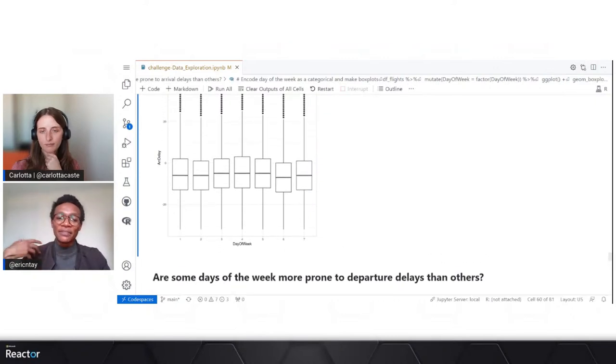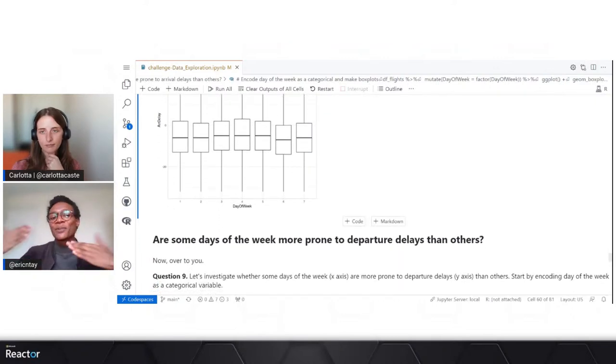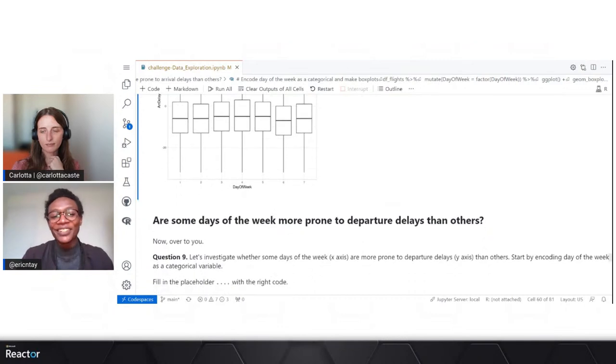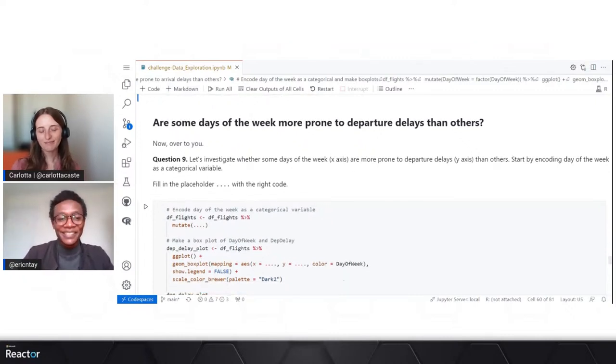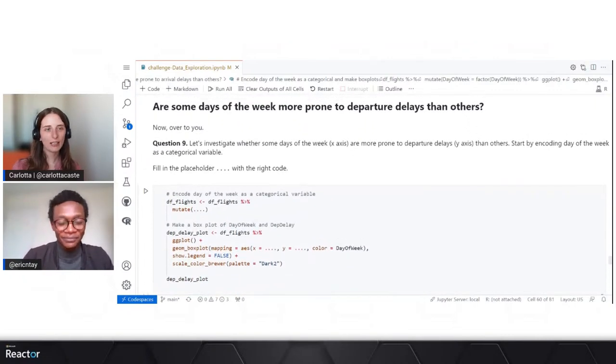So now that we have explored arrival delay, it's over to you. Anyone who's running the code chunk or in the chat would want to answer. Let us allow Carlotta to take us through this question and see how it relates to the other one. Yeah, perfect. So the next question, as you just mentioned, is very similar to the previous one.